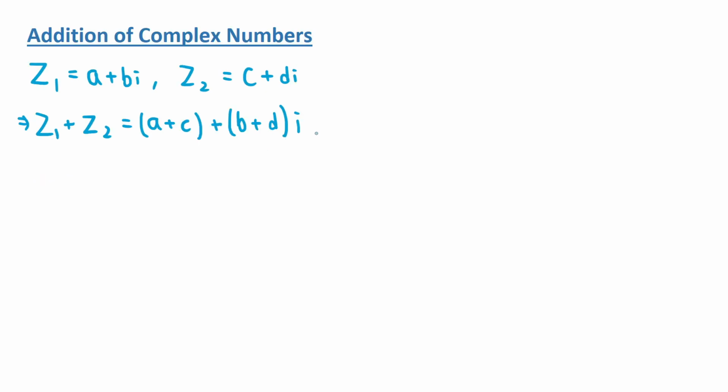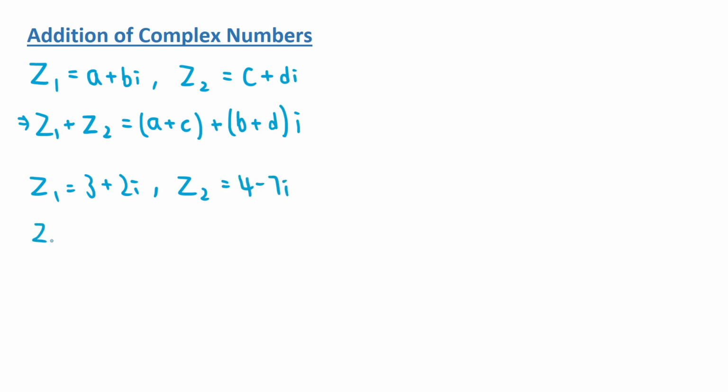Let's consider how we could add two complex numbers. If we have a complex number z1 equals a plus bi and another complex number z2 equals c plus di, where we use the coefficients c and d, then z1 plus z2 is equal to (a plus c) plus (b plus d) times i. This basically means that you combine like terms and add up the real parts from the two complex numbers and then add up the imaginary parts separately to form a new complex number with the summed real and imaginary parts.